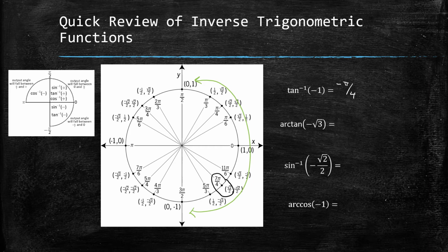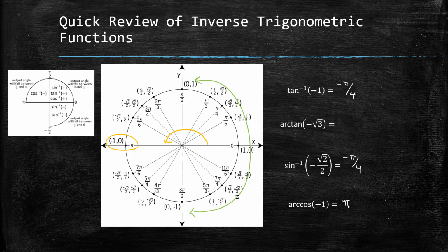Again, sine is negative, so we're going to be looking here in the fourth quadrant, root 2 over 2 again. So sine is equal to negative root 2 over 2 when our input value is negative pi over 4. Arc cosine of negative 1. For arc cosine, we're going 0 to pi, and at pi, cosine is equal to negative 1. So the answer here is pi.